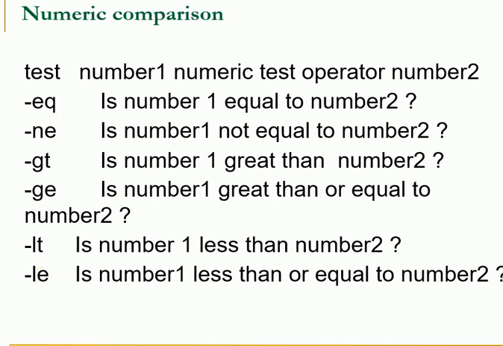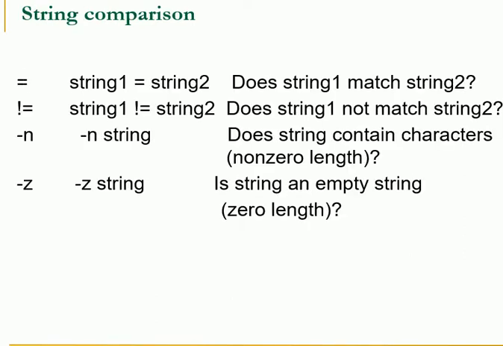But if we are using string data, then we can use the equal to and not equal to symbols as they are. If we want to compare two strings, then we can use equal to, or we can use the not equal to symbol. If we want to check whether a string is not null, then we can use the option -n. Whereas if we want to check whether the string is empty, then we can use the option -z.